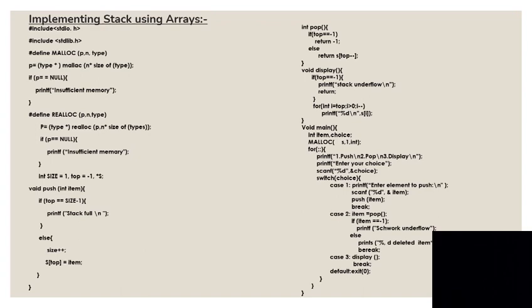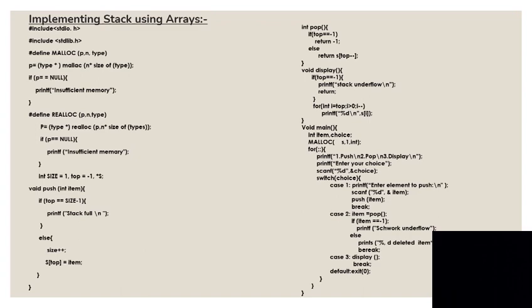In case 2, the item will be popped using the pop method. Here we can see we used an if condition to check the item. Item equals minus 1 shows that the stack is underflow. So this condition is going to print that the stack is underflow. If the if condition fails, then it enters the else. In the else condition, we can see that the printf statement is printing the deleted item. This case shifts to the pop function.